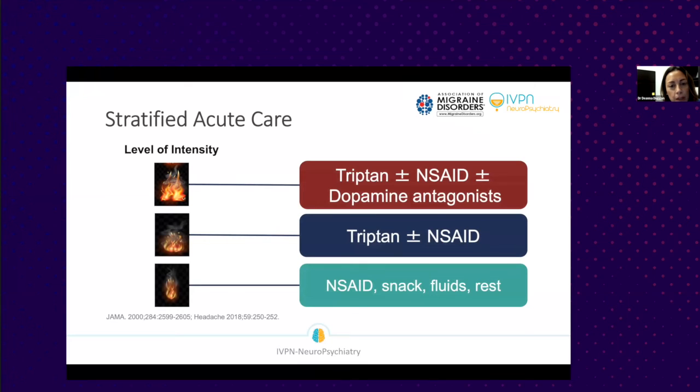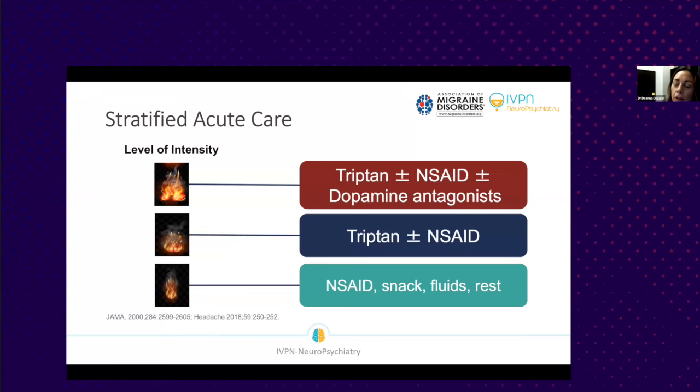So with acute care, what do we have to offer children that have breakthrough migraine attacks? I like this slide. This is actually borrowed from the American Headache Society, where there's a small fire, medium fire, big fire. For a mild to moderate headache, we can start with trying an NSAID, and then looking at whether there are any triggers. Do they need to eat? Do they need to hydrate? Do they need to rest? Perhaps those interventions alone may stop the migraine from progressing.